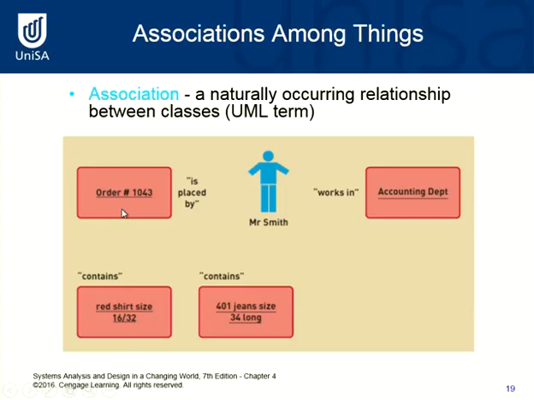Oh, sorry, yeah, you're right. The order contains a red shirt and the jeans, not Mr. Smith. I was reading the wrong thing. So it's what actually goes here, where you need to come up with what sort of relationship is going on. So Mr. Smith is between these, and we're talking about what the order actually contains.